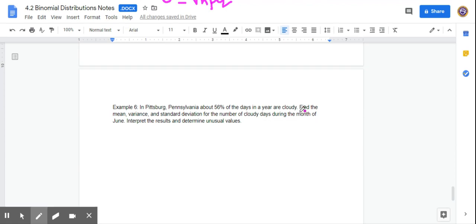So an example of a problem you might see is in Pittsburgh, Pennsylvania, about 56% of the days in a year are cloudy. Find the mean, variance, and standard deviation for the number of cloudy days during the month of June. Interpret the results and determine unusual values.